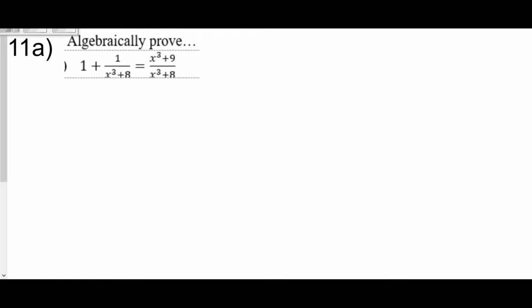11a is to algebraically prove that 1 plus 1 over x cubed plus 8 equals x cubed plus 9 over x cubed plus 8. Now, proving something is different than solving. So in this, we're not solving for x. We're only going to be working with one side of the equation, and we're going to try to make it look like the other side.